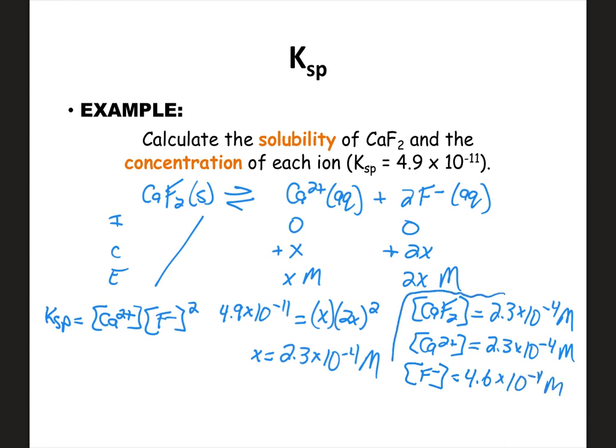All right, so now I have the solubility of the compound itself and the concentration of each ion. Remember, we did these problems previously with no ice tables, but they can also be done and should be done now with the ice tables, and you do get the same answers here. All right, so just be able to do these basic versions of these KSP problems, either solving for KSP or solving for the solubility and the concentration of each ion.